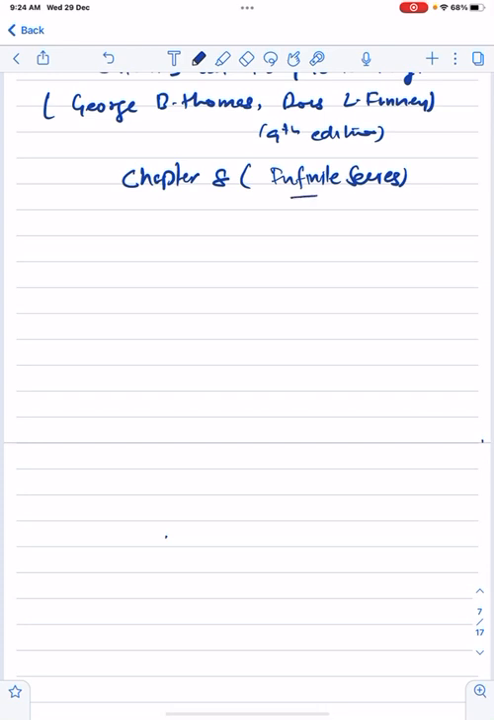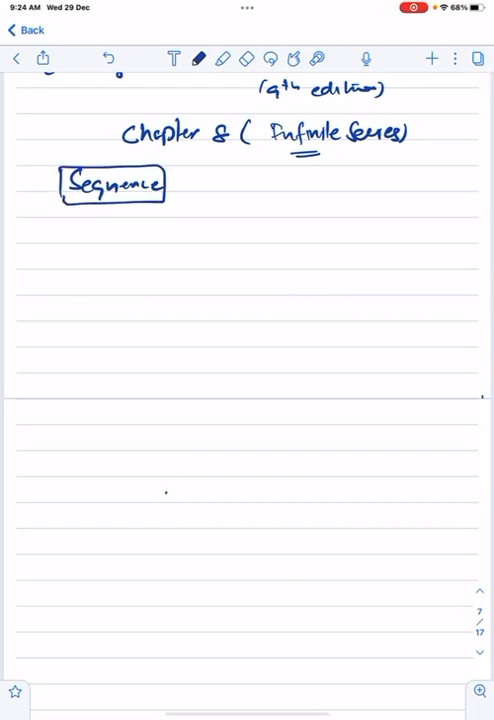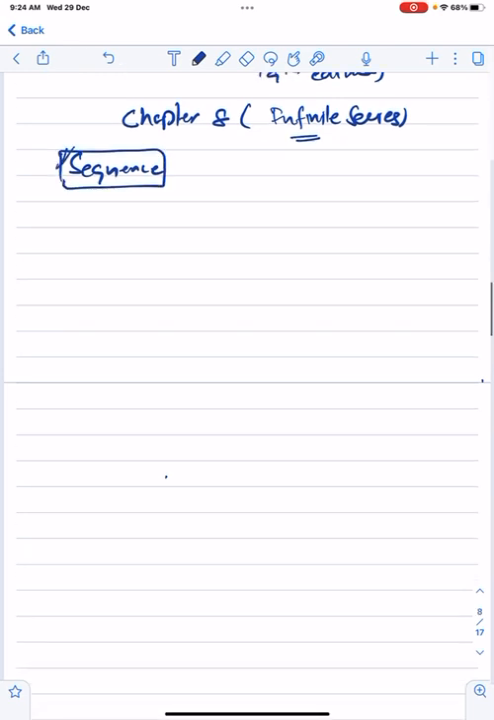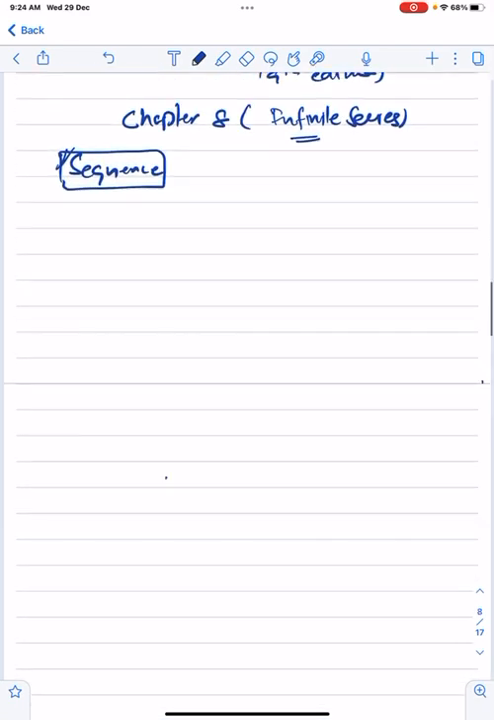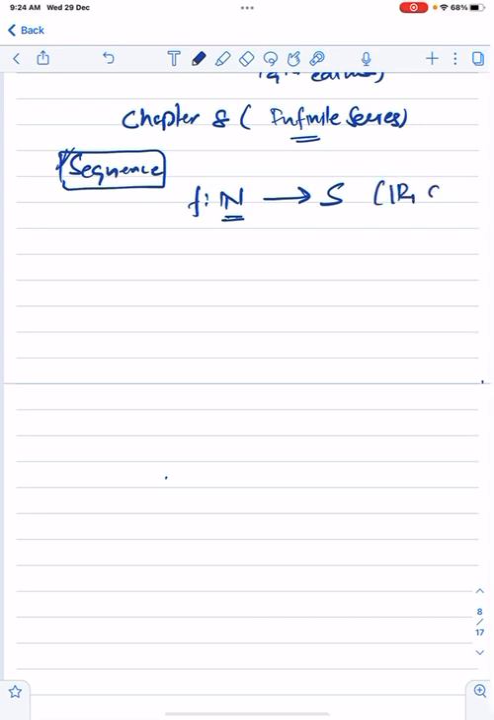So before going to the infinite series, let's see some terms that are helpful in dealing with the series. So first is sequence. What's a sequence? It's a function whose domain is the set of natural numbers. This is important: its domain is the set of natural numbers, to any set S. S can be R, C, complex numbers, or Z, anything. So it can be any set S.